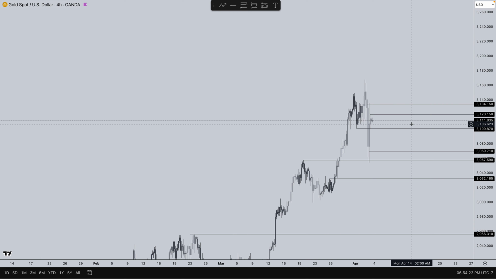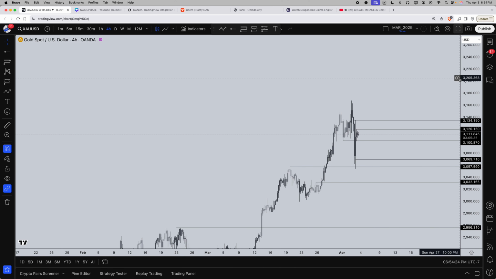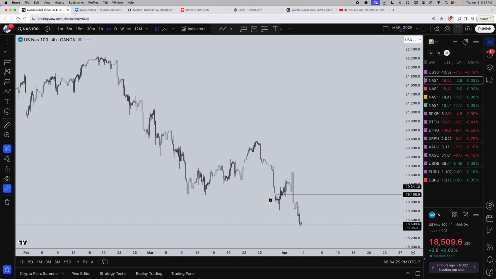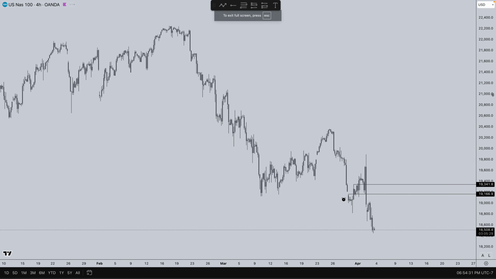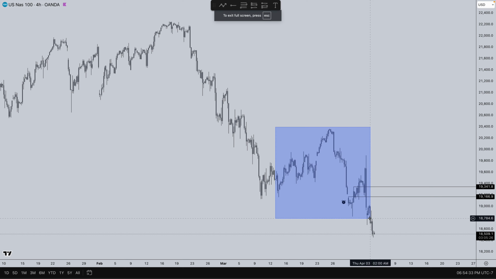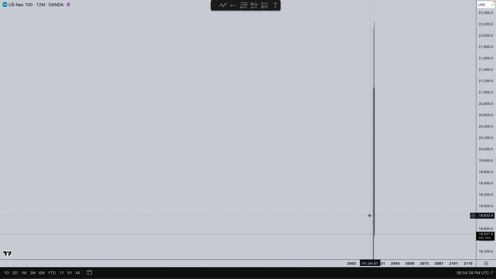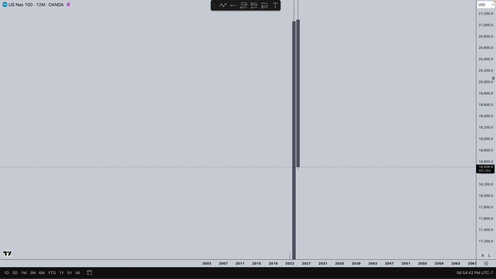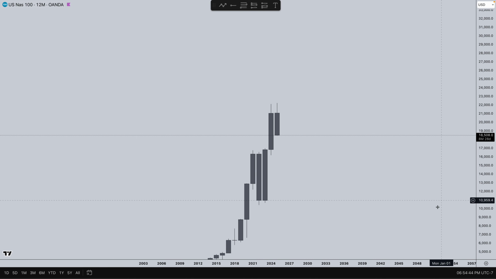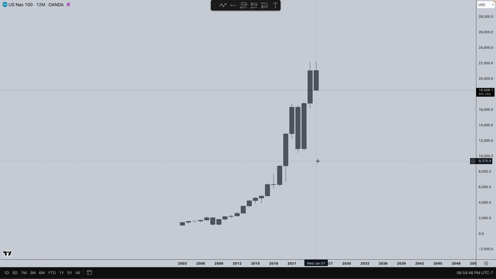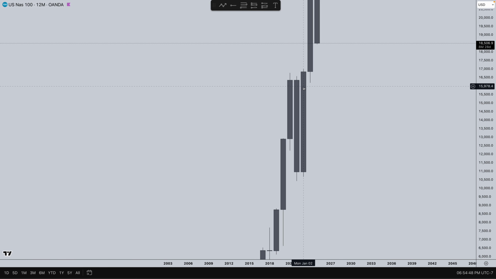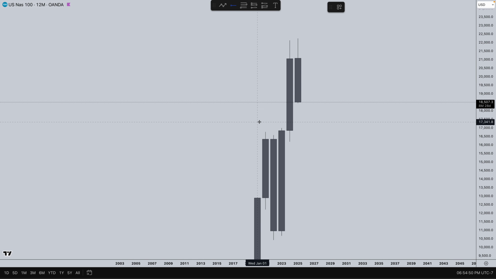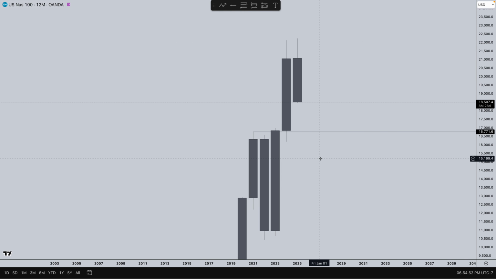But let's check out NAS real quick. Delete all this. Boom. Go back to the 12-month. Start off. So it's making its move. If you look at this whole thing, it's pretty solid. It's still bullish, still good. If you look here, we did break this structure.